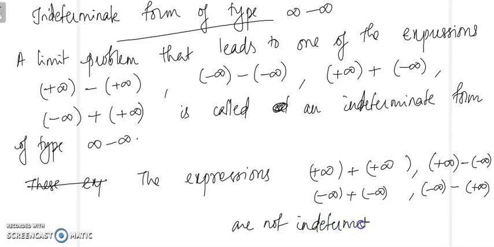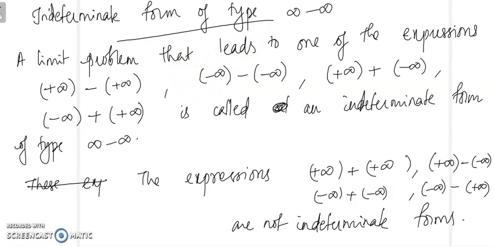So only the above forms. So plus infinity minus plus infinity, that's not defined, then minus infinity minus minus infinity, then plus infinity plus minus infinity, and minus infinity plus plus infinity. These are the only indeterminate forms of the type infinity minus infinity, and the L'Hospital rule works only for this type of problems.